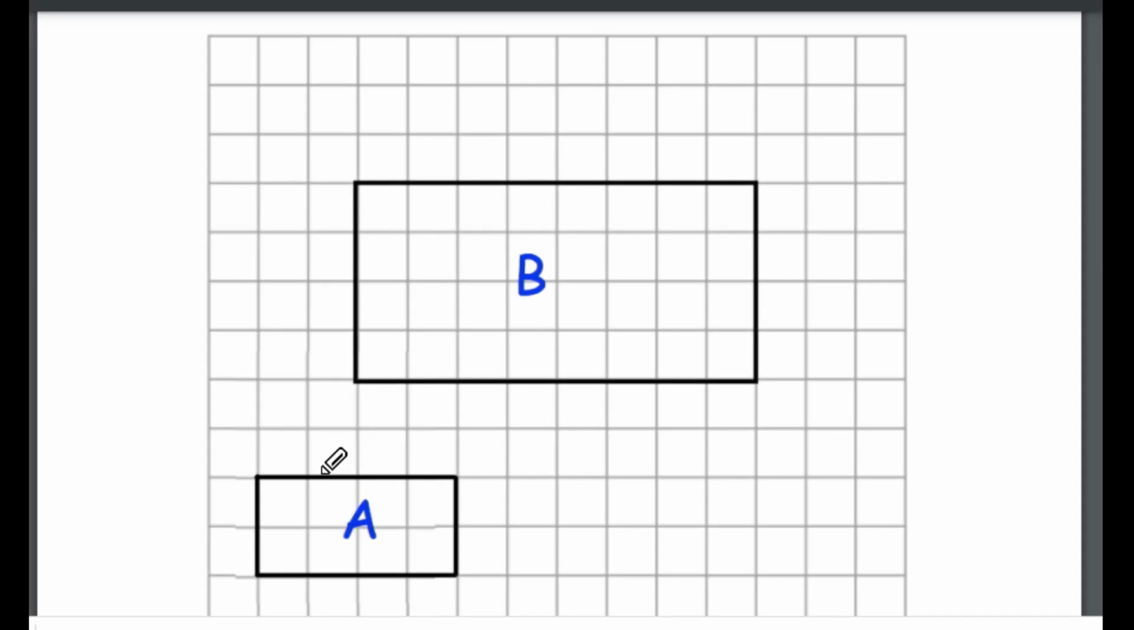Look here now. If you have these 2 rectangles given to you and you're told that rectangle B has been enlarged from A, you need to find the area.